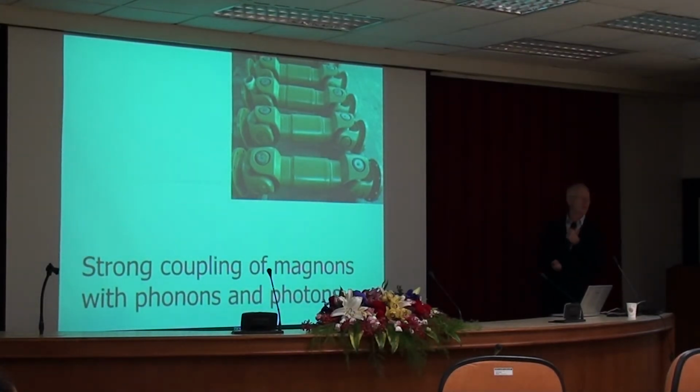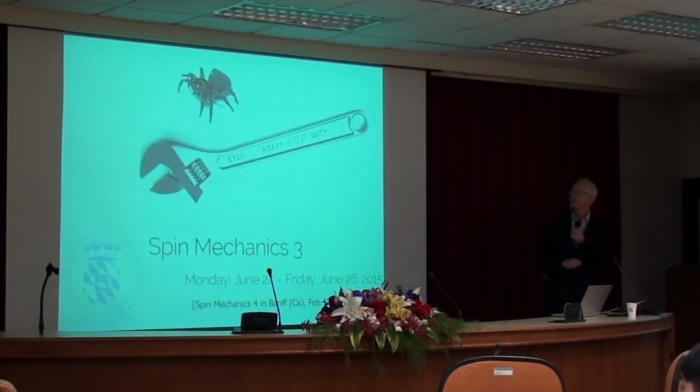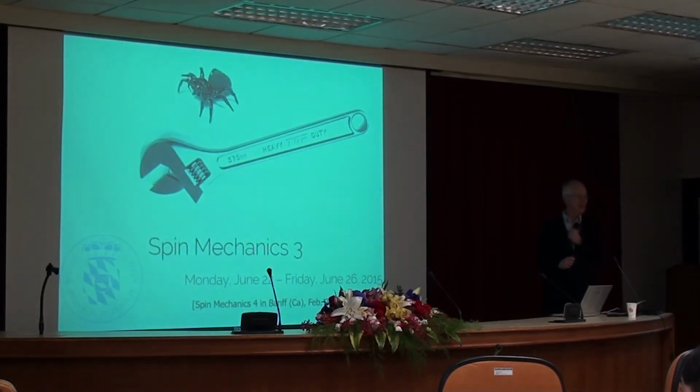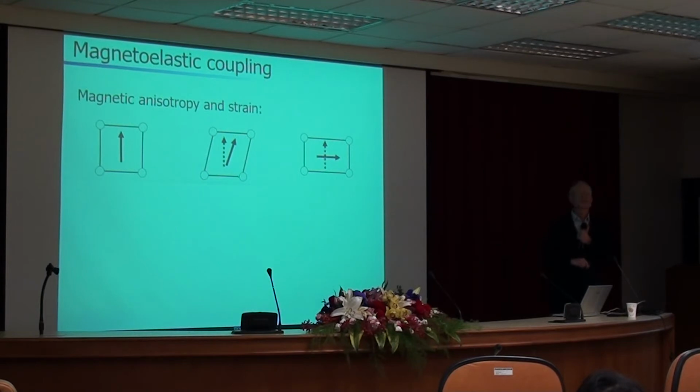Now, the final topic I have for you today is the strong coupling of magnons with phonons. I'll skip the photons today. This is part of spin mechanics, the coupling of the spin degree of freedom and the mechanical degrees of freedom. There has been a workshop on this topic in Munich this summer, and in February 2017 there will be another one in Banff, which is in February when the skiing is best. Right. So magnetoelastic coupling can be understood in terms of the magnetic anisotropy.